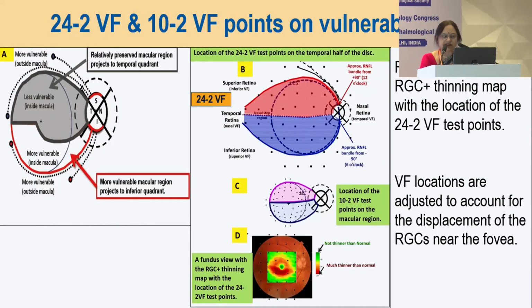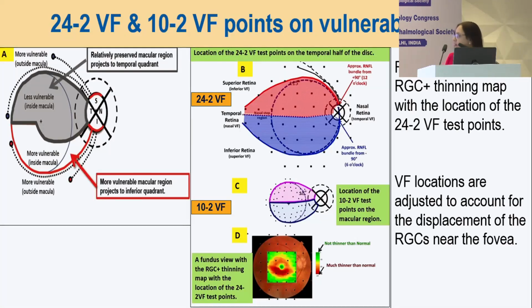Please note, first are the 24-2 visual field points. Here the location of the 24-2 visual field test points is on the temporal half of the optic disc. Next are the 10-2 visual field points. Here we are superimposing in the macular region. And the last one, you can see here a fundus view with the retinal ganglion cell thinning map with the location of the 24-2 visual field test points.